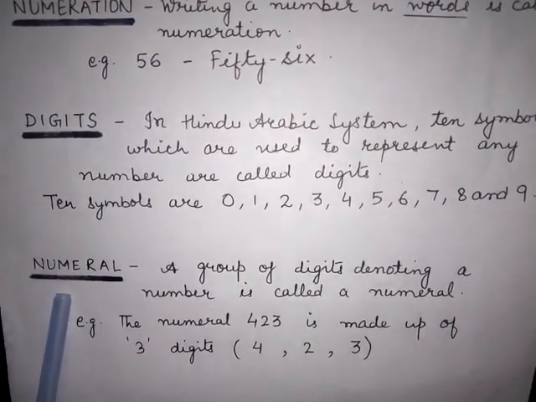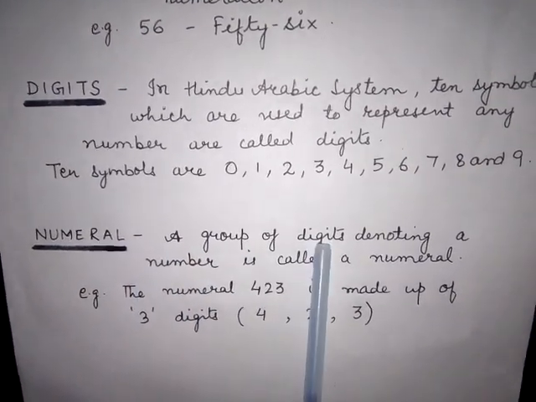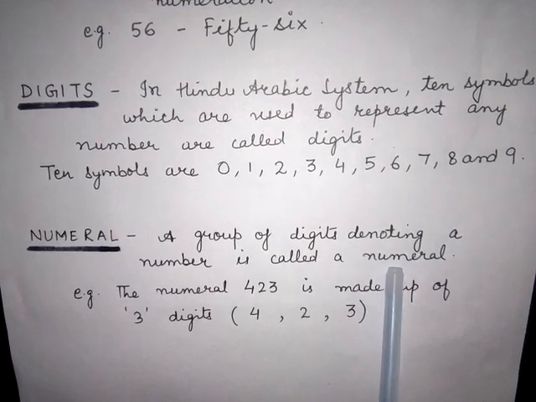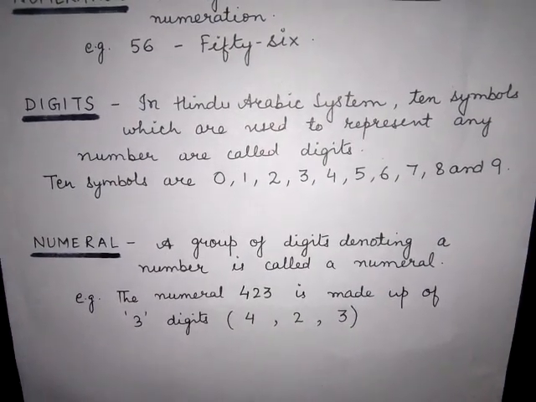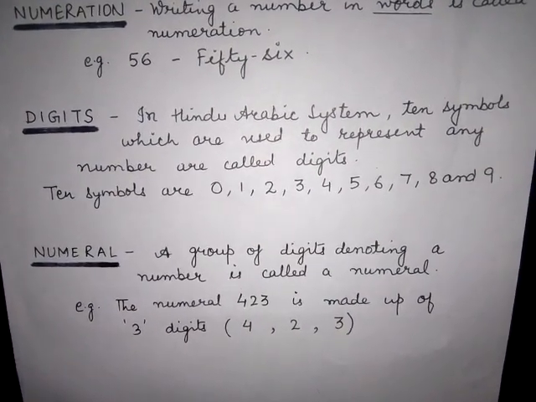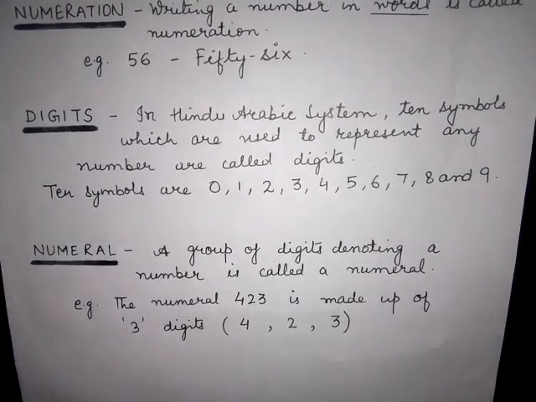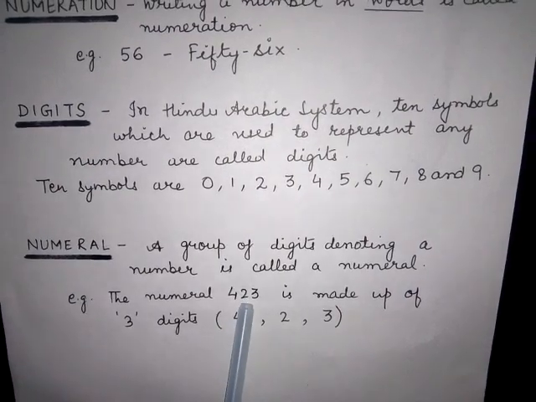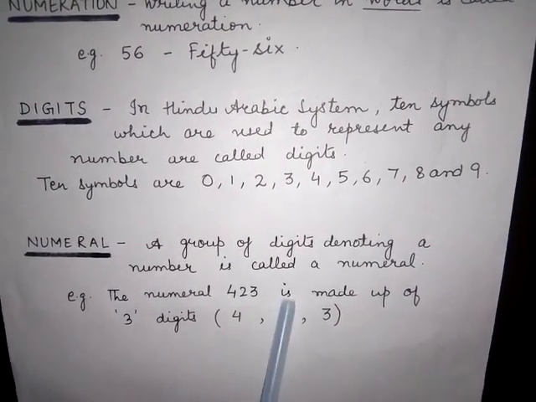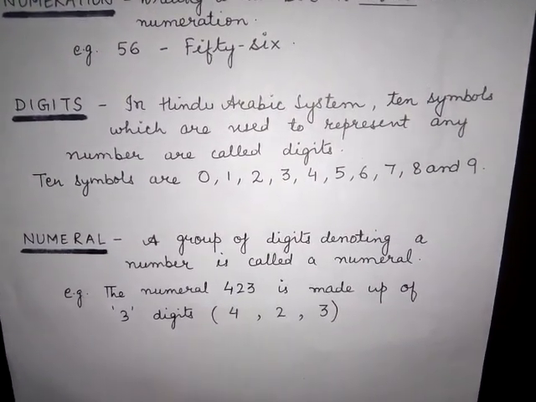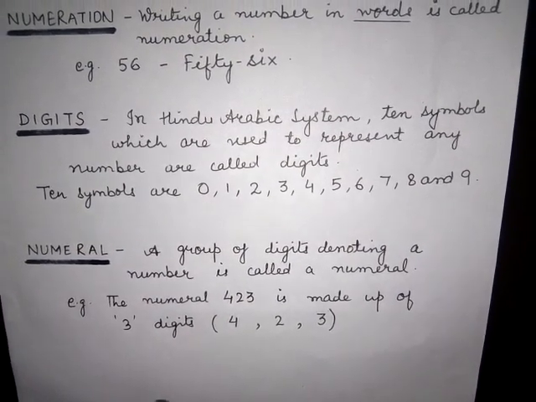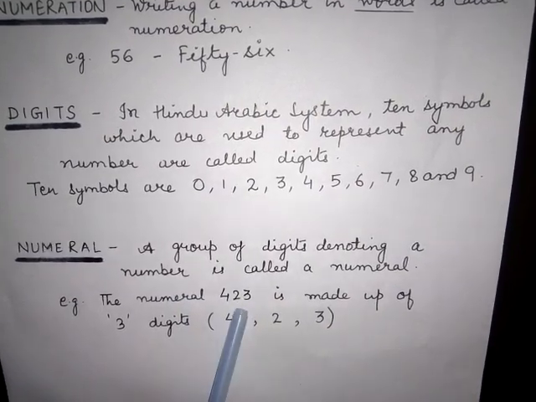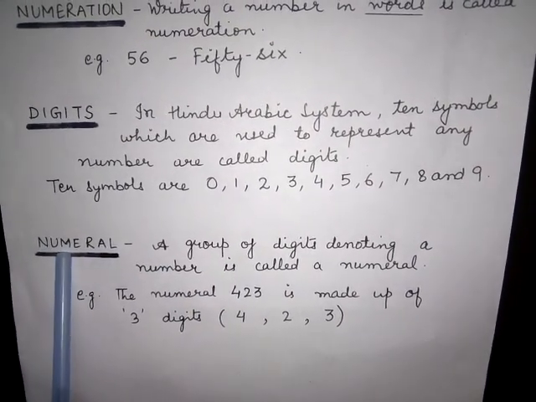Now numeral. A group of digits which is denoting a number is called a numeral. Suppose to form any number, you are using different digits. So that number is called numeral because that will be a group of digits. As you can see in this example, the numeral 423 contains 3 digits. What are those digits? 4, 2 and 3. So it is a group of digits. So that is why this 423 is known as numeral.